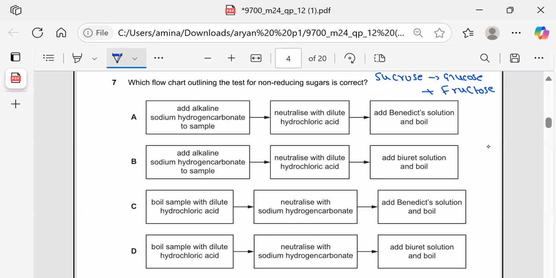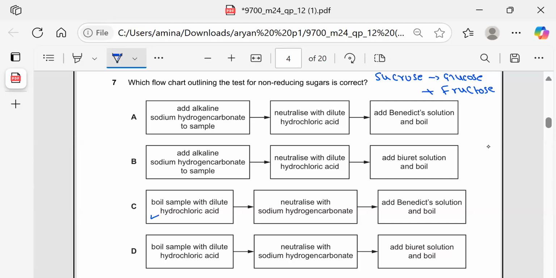So I want to know whether the sample carries non-reducing sugar. What I'm going to do first is take an unknown sample and boil it with HCl. Why am I boiling it with HCl? Because if the sample carries sucrose and I boil it with HCl, sucrose is going to break down, or hydrolyze, into glucose and fructose. In the next stage, I'm going to neutralize this HCl and apply Benedict's test.